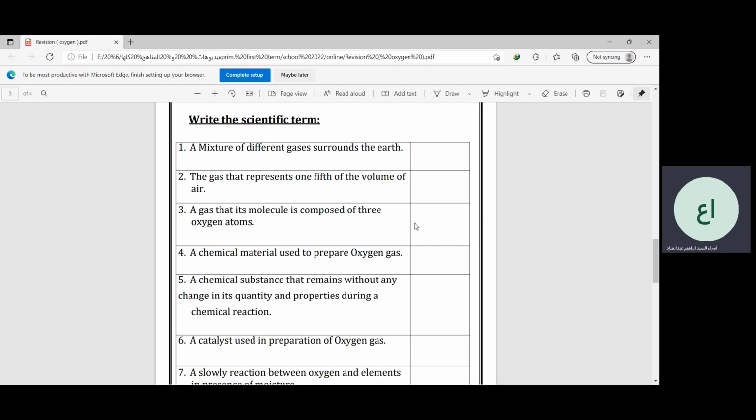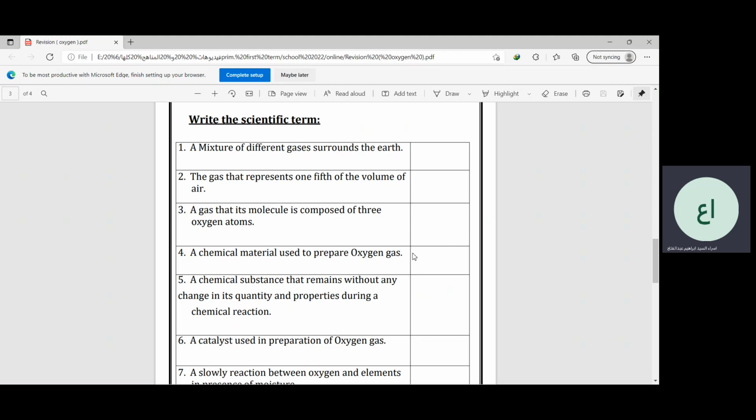Number 3: a gas that its molecule is composed of 3 oxygen atoms. فاكرين ايه هو المولكيول is composed of 3 oxygen atom؟ كان مين؟ كان الأوزون layer أو الأوزون جاز. اوكي، طيب بيعمل ايه وايه هي الامبورتانس بتاعته؟ كان protect the earth from harmful radiations that come from the sun. اوكي، يبقى هنا ozone gas.